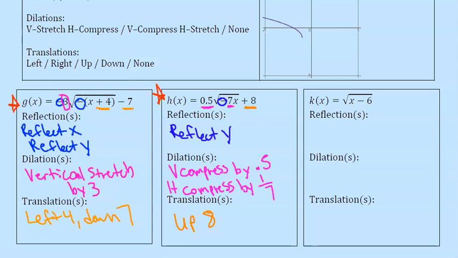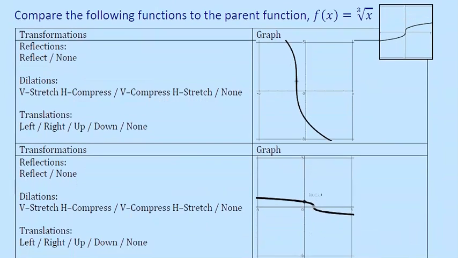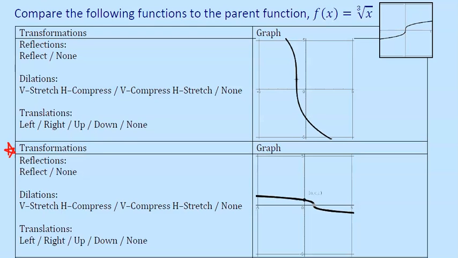So let's move on to page 12. This is the last page of Part 1, Characteristics of Radical Functions. Compare the following functions to the parent function f of x equals the cube root of x, and we have our picture right here of that. So let's look at a couple of these.